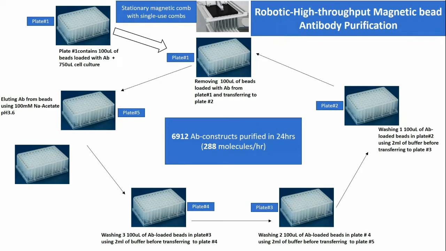So this just shows you very briefly how purification can be done on the Kingfisher with all the buffers put in. I'll not go too much into detail here. Again, you can get all the details on the slides. But this is the way the magnetic plates are moving on the carousel on this system. So we have also been able to purify up to 6,912 antibodies in 24 hours.